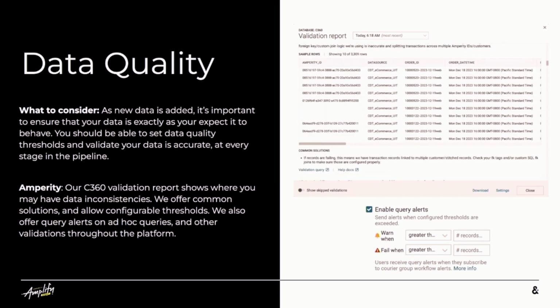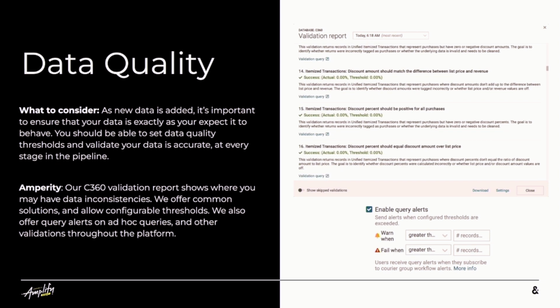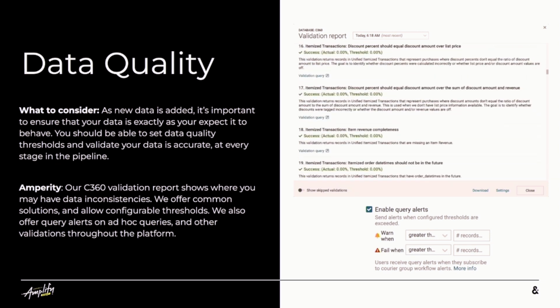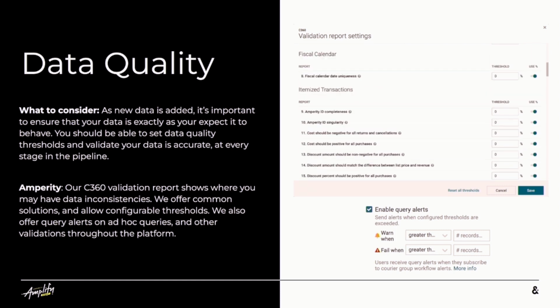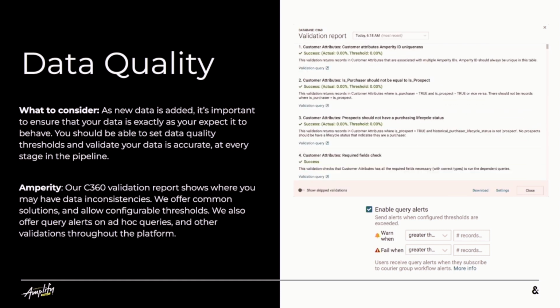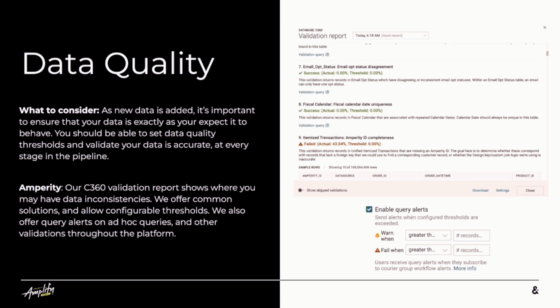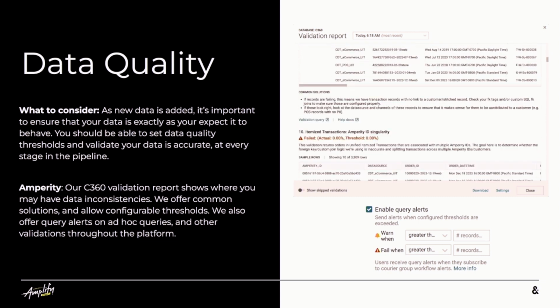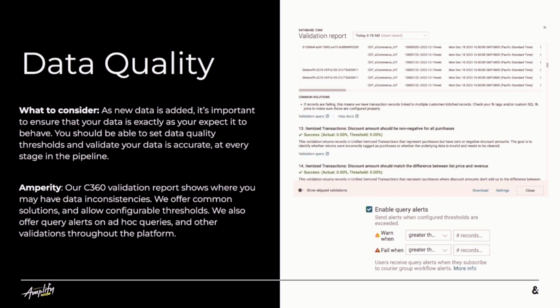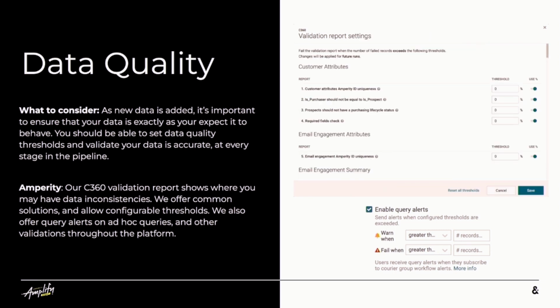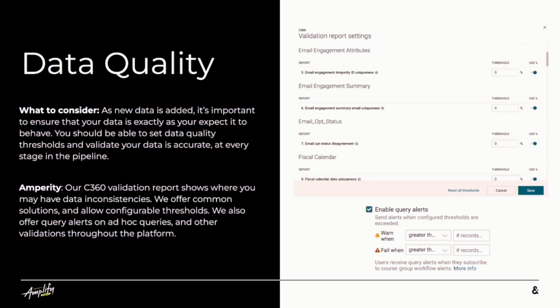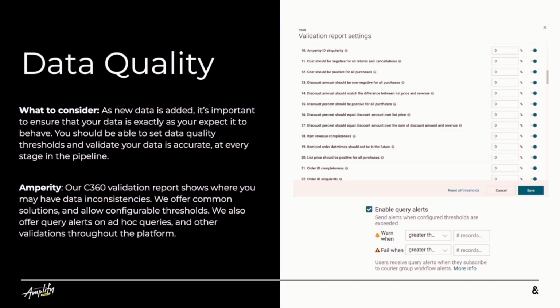So at Amperity, we have validations at a lot of different stages. The one that I want to showcase today is our new Customer 360 validation report. This really helps you configure where you want to be alerted if your data isn't as expected. Sorry, this is a very fast scroll, but one of the things on here is making sure that if I have a price for my product and a discount price for my product, the discount is actually less than the original price. Probably something that we should be thinking about.